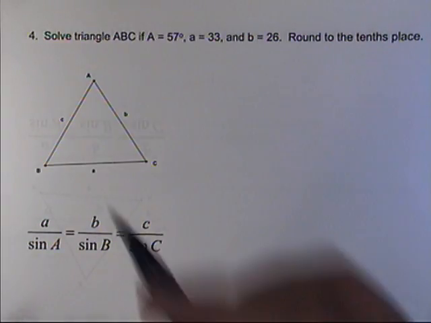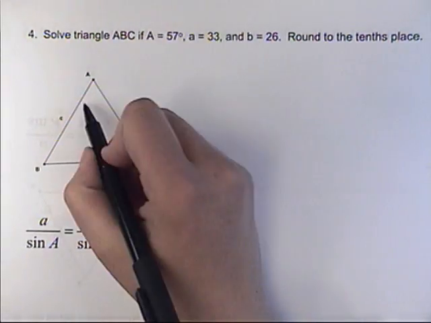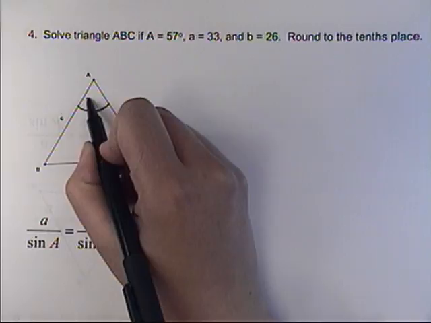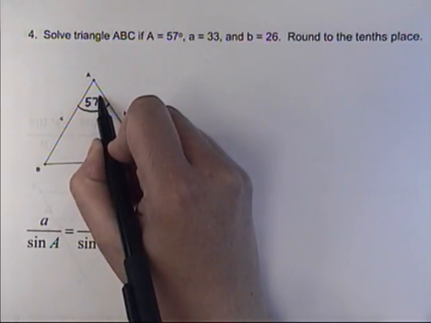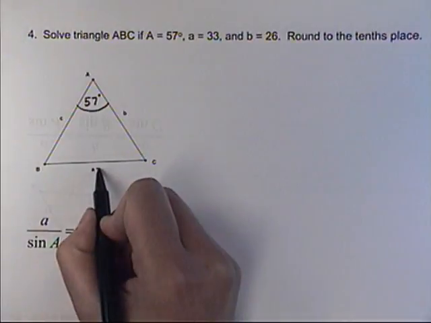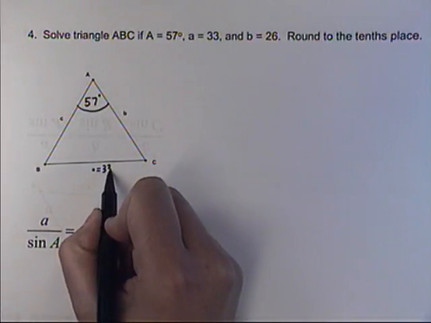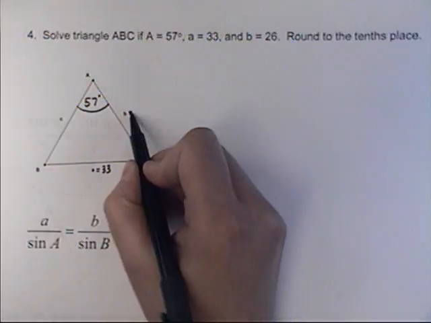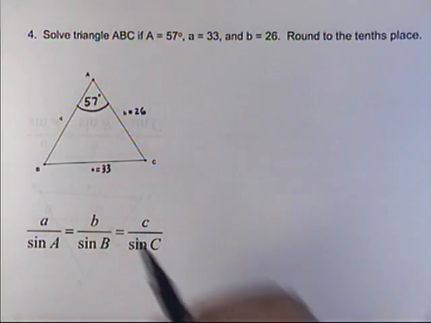So, let's first just look at what these angles are. This is 57 degrees, angle A. Side A is 33, that's down here. Side B is 26. Okay.